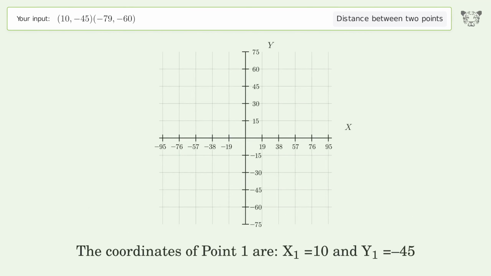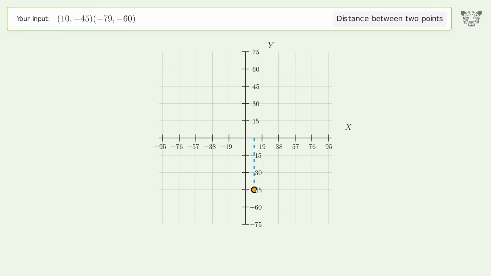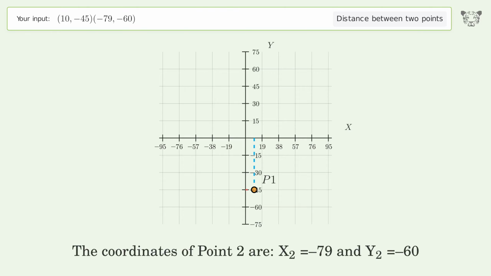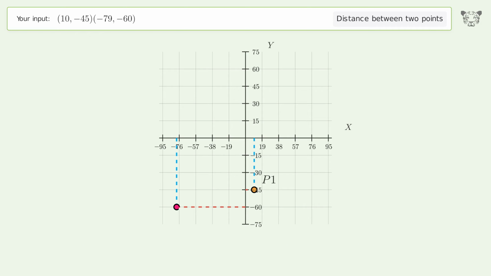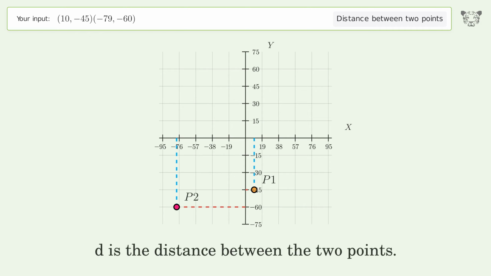The coordinates of point 1 are x1 equals 10 and y1 equals negative 45. The coordinates of point 2 are x2 equals negative 79 and y2 equals negative 60. D is the distance between the 2 points.